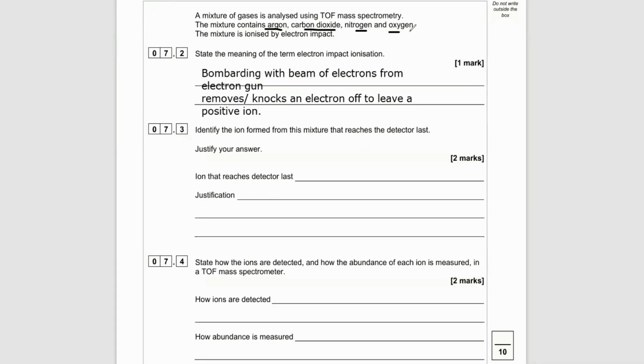Identify the ion formed from this mixture that reaches the detector last. Right, which is the heaviest? You just got to work out the mass number. Carbon dioxide's got a mass of 44. So the ion of carbon dioxide that will reach the detector last will be CO2 plus. 44 is bigger than the mass number of all the other elements there. It's got the largest mass, so it's traveling at the lowest velocity.